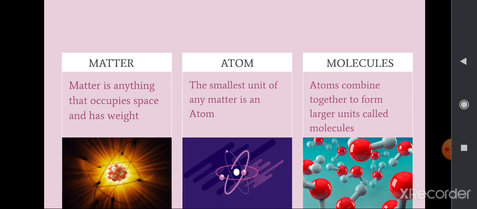What is volume? The volume of an object is the space occupied by it. The volume of water in a tumbler is the space occupied by it in the tumbler. Mass: the mass of an object is the amount of matter contained in it. For example, the mass of a glass bowl is the amount of glass it contains.